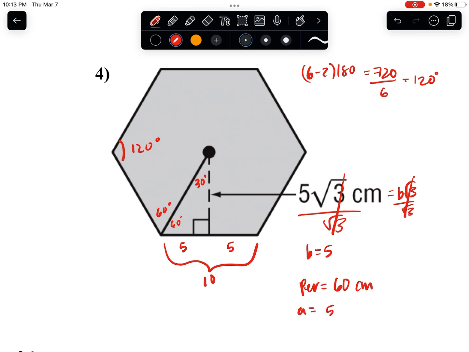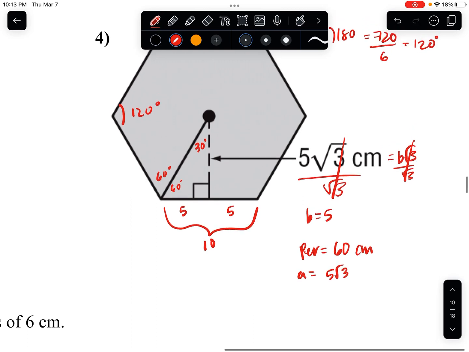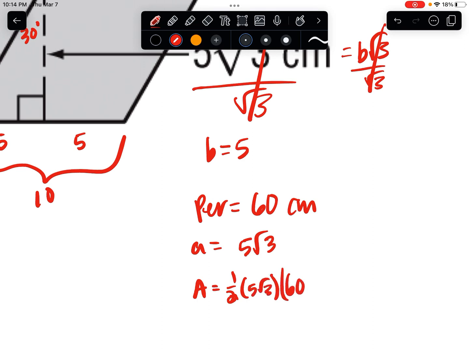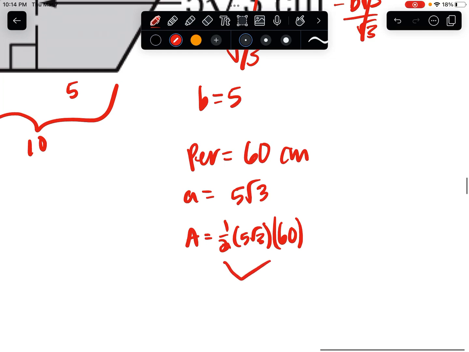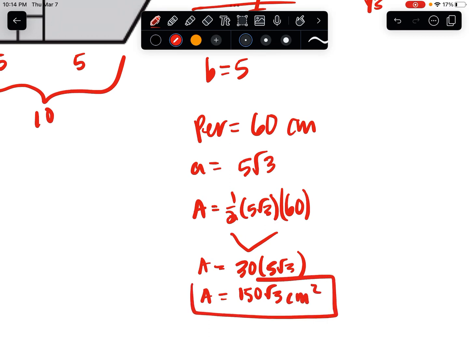Apothem is still 5 root 3, and now we could work with this. So now we have area is equal to 1/2 times 5 root 3 times 60. Once again, I'm going to multiply the even number with the 1/2 to make it easier. 30 times 5 root 3, which is then equal to 150 root 3. This was centimeters, so this is centimeters squared.